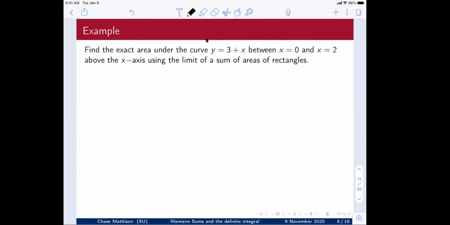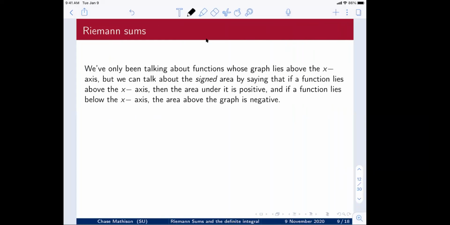Cool. All right. Find the exact area under the curve y equals 3 plus x between x equals 0 and x equals 2 above the x-axis using the limit of a sum of rectangles. I'm going to do this after class. I want to get to this next slide. So if I have time, I'll come back to it. But I want to move on to this slide first, okay?